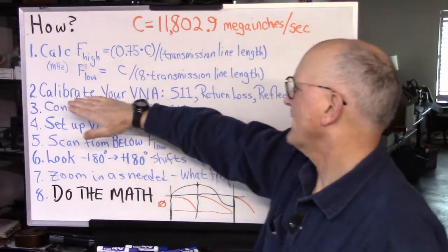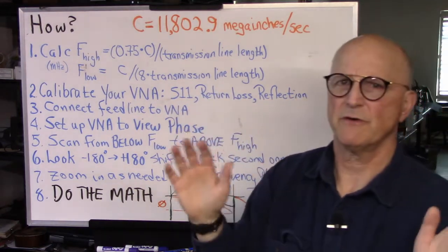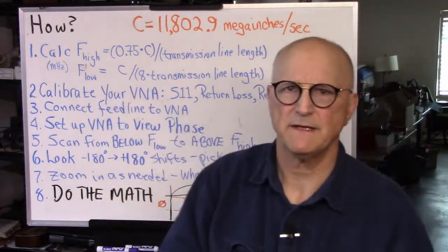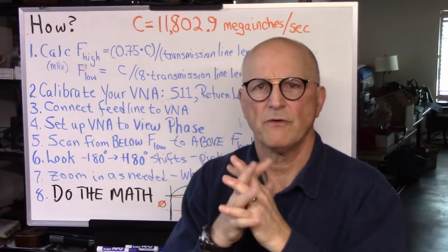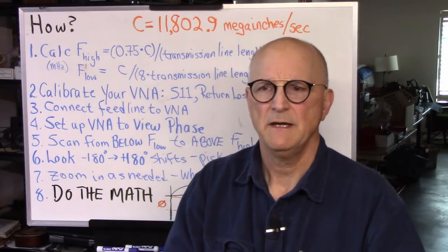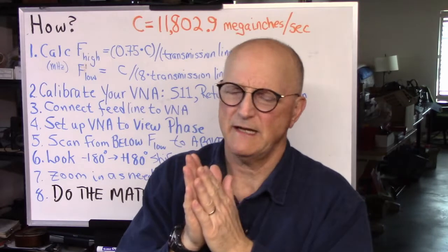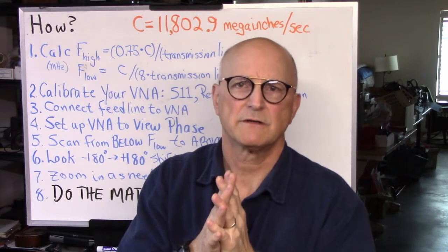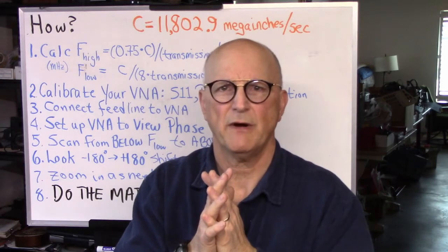The next thing is to calibrate your VNA for S11, return loss, reflection, whatever your VNA manufacturer decides to call it. And the important part about this is you want to calibrate your VNA as close to the spot where your transmission line is going to be connected to your VNA as possible. The more stuff in between where your VNA is calibrated and the transmission line that you're actually measuring, the more error you're introducing into your measurement. So calibrate it as close to that spot as you can possibly calibrate it.